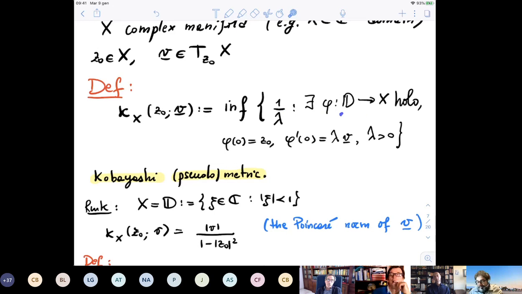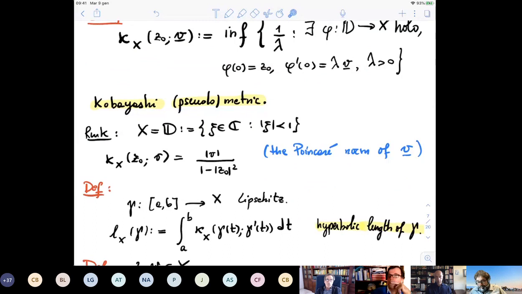What does it mean, this definition? It means that the bigger the disk is, the smaller the metric is, the norm is. Because the more you can stretch the disk, the more this number λ becomes bigger and bigger, and so 1 over λ becomes smaller and smaller. So in particular in C^n or in C, you get identically zero at every point. So this is what we call the Kobayashi pseudo metric.